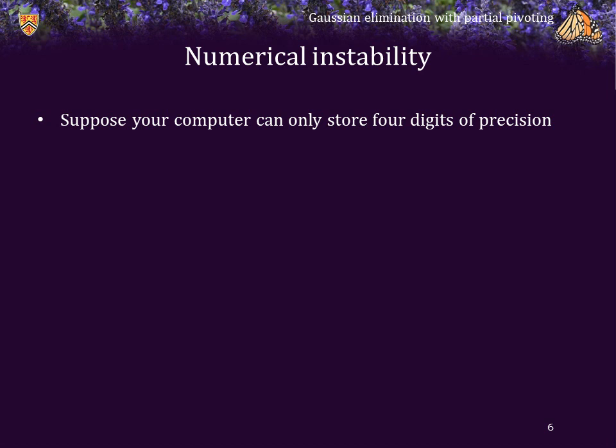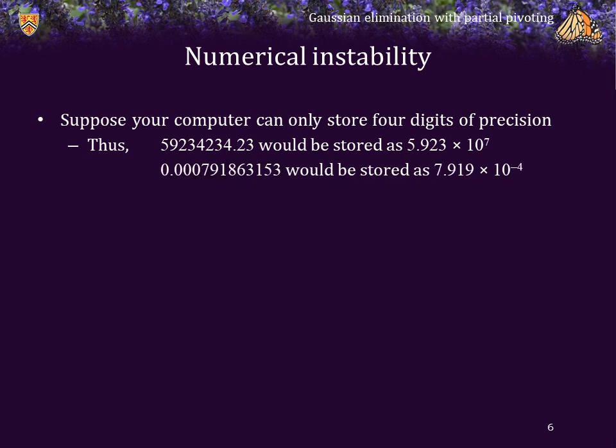So, suppose your computer can only store 4 digits of precision. In this case, if you try to store this as a real number, the best you could do is store it as 5.923 times 10 to the 7. If you tried to store this number, the best you could do is store it as 7.919 times 10 to the negative 4. And the best that you could approximate pi as is 3.142. Not a great approximation, but at least it's an approximation.